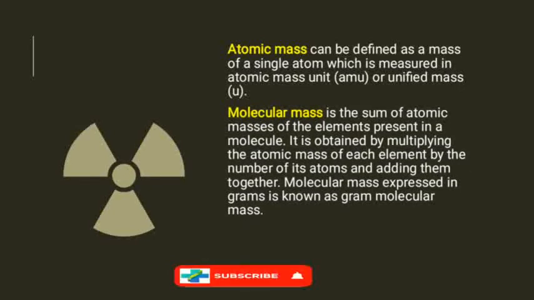Then the next is molar mass. Students, molar mass is the sum of atomic masses of the elements present in a molecule. It is obtained by multiplying the atomic mass of each element by the number of atoms and adding them together. Molecular mass when expressed in grams is known as gram molecular mass.